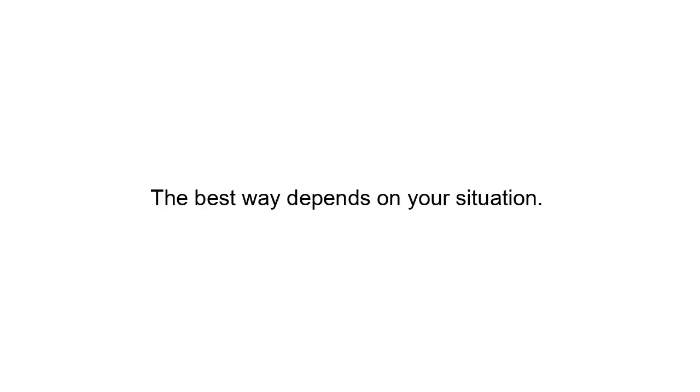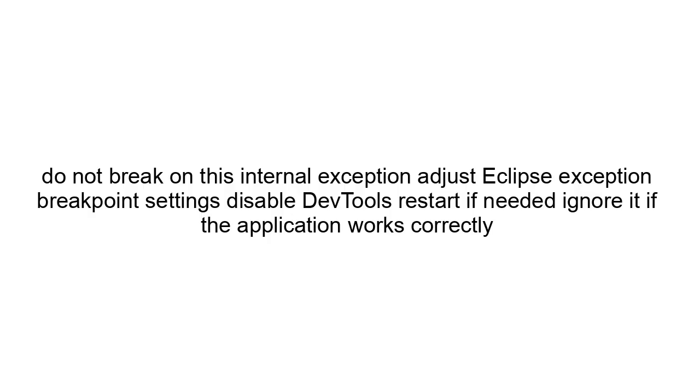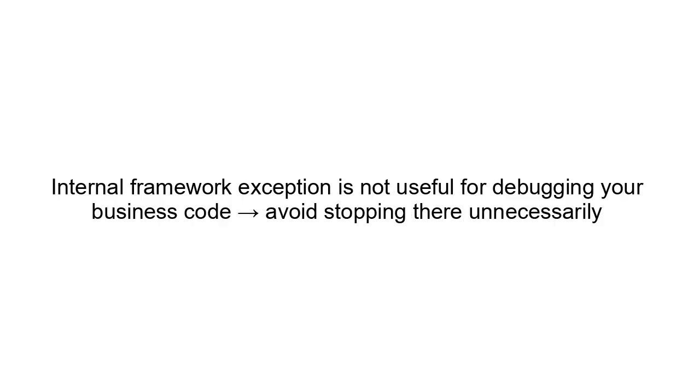Best way to handle it. The best way depends on your situation. Usually, the best options are: do not break on this internal exception, adjust Eclipse exception breakpoint settings, disable DevTools restart if needed, or ignore it if the application works correctly. Example concept: an internal framework exception is not useful for debugging your business code, which means avoid stopping there unnecessarily.